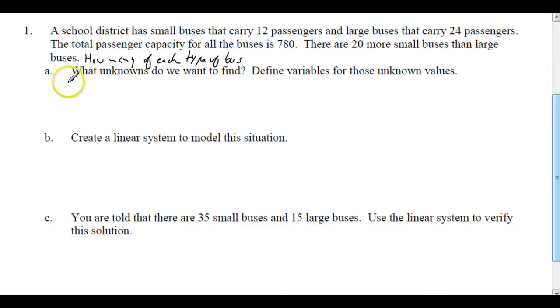Okay, so the first step in solving any system, or really in developing any equation, whether it's a system or not, is to define your unknowns. So let S be the number of small buses.